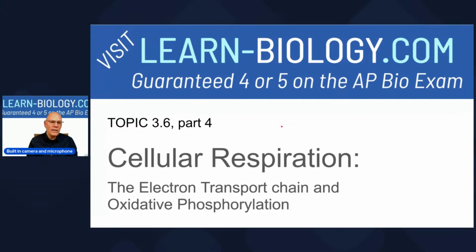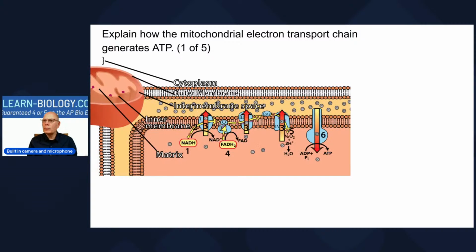So we're going to finish the process by talking about oxidative phosphorylation and the electron transport chain, which are two just unbelievably cool processes. One thing I feel really grateful for is that as a biology teacher, I get to teach the coolest stuff. So, explain how the mitochondrial electron transport chain generates ATP. We're going to walk through this over a series of slides.